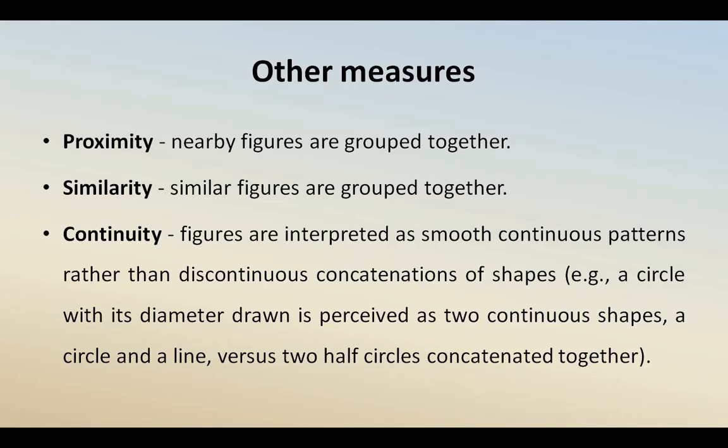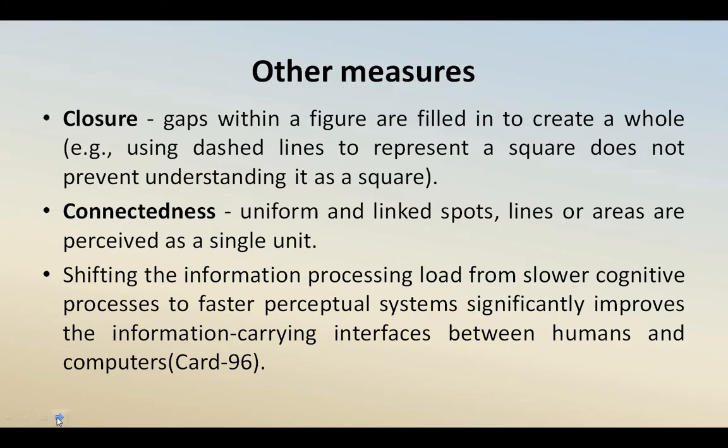Okay, and what is the next measure that we see? Closure. What is the meaning of closure, and what is connectedness? What is closure? The gaps within a figure are filled in to create a whole. Okay, connectedness. Uniform and linked spots, lines or areas are perceived as a single unit. So high connectedness from one thing to another, no gaps in between. Shifting the information processing load from slower cognitive processes to faster perceptual systems significantly improves the information carrying interface between humans and computers.